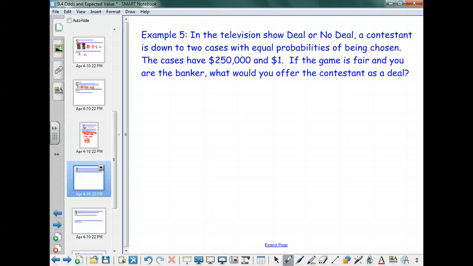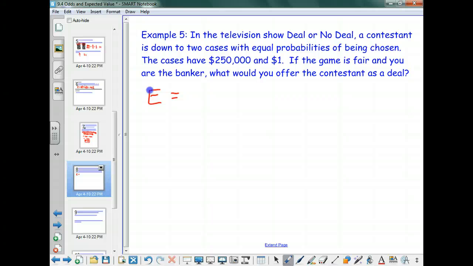If the game is fair, and by fair I don't mean the expected value of 0 business here, I just mean it's equally likely. Okay, if it's actually a fair game, nobody rigged it, in other words, right? Nobody's playing dirty. And you are the banker, what would you offer the contestant as a deal? So we're going to do the same kind of idea. In this case, your expected value can't be 0 because you're going to win something. Okay, at the very minimum, you win $1. Heaven forbid, that would be sad. But that's a possibility, right?